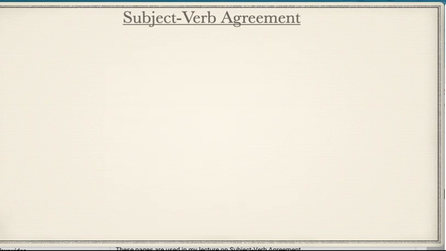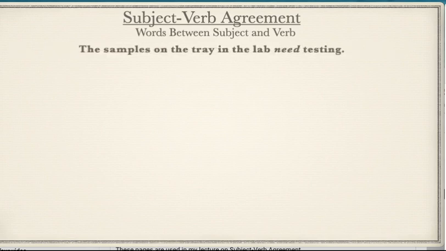Let's start with words between subject and verb. So let's read the following sentence. The samples on the tray in the lab need testing. Word groups a lot of times come between the subject and the verb. And these word groups, such as this one, usually modify the subject.